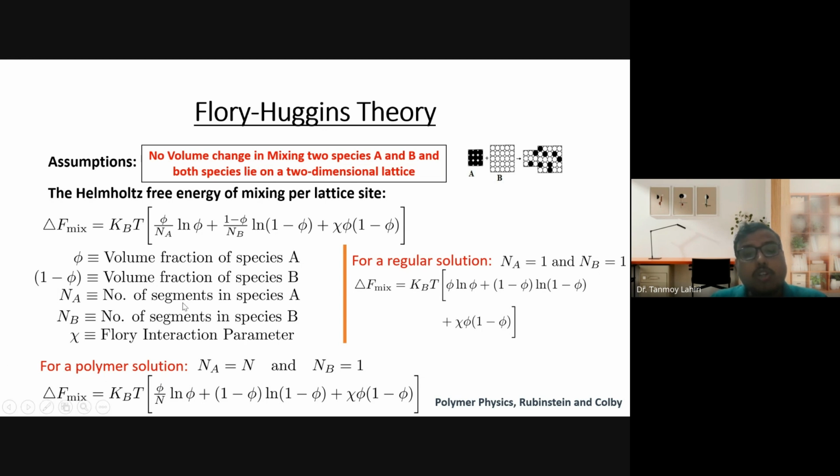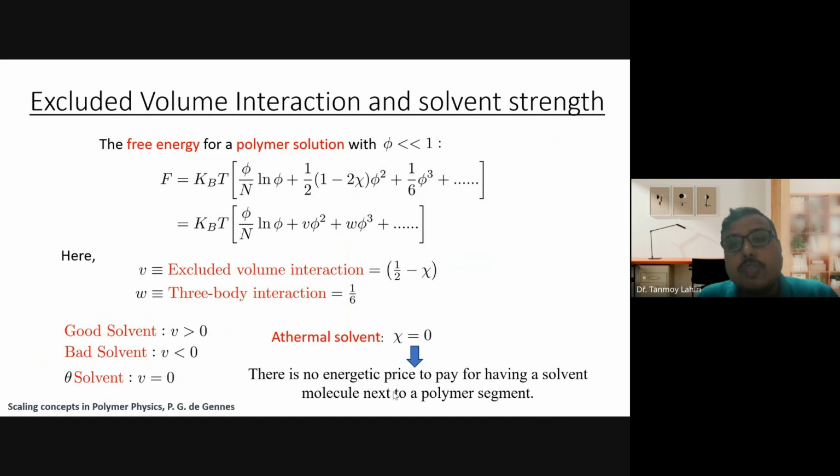And for a polymer solution, at the end of the slide, we can see that the Flory-Huggins theory for the mixing free energy simplifies considerably, because in that case, we have a polymer and a solvent. Now, this Flory-Huggins free energy for a polymer solution can be further simplified if we assume that the volume fraction, that is the amount of polymer in the solvent, is very low. And in that case, we can expand the Flory-Huggins interaction energy.